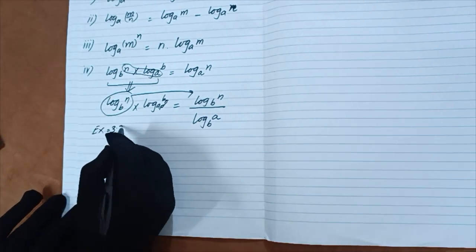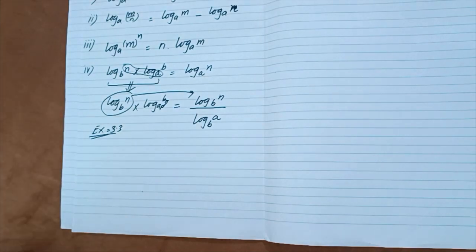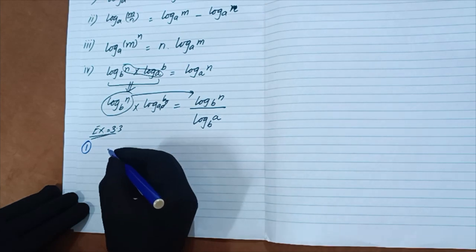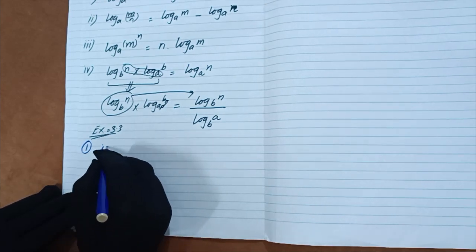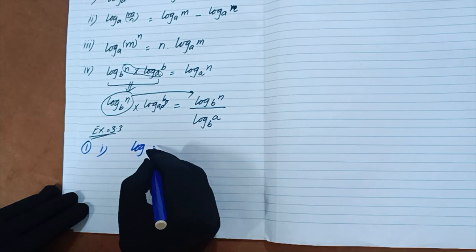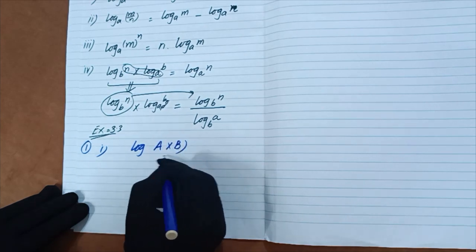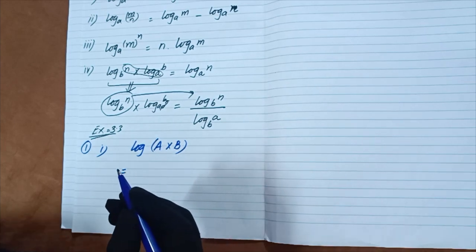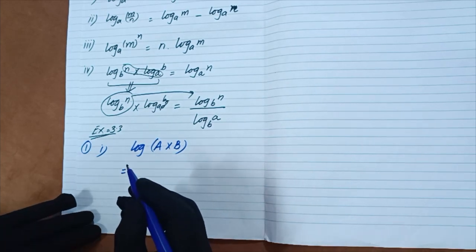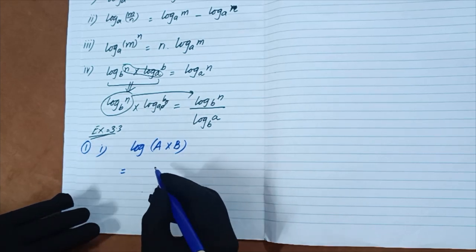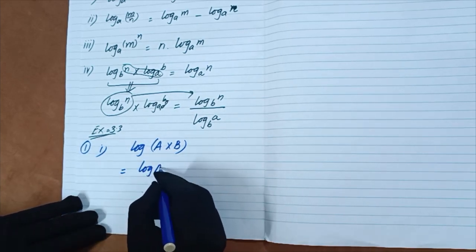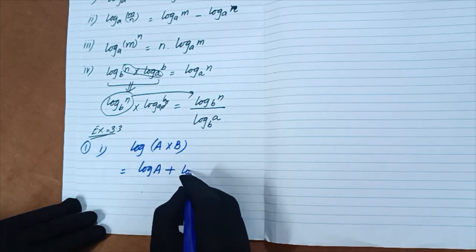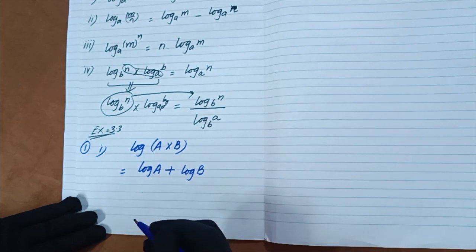Exercise 3.3, I want to solve question number 1. In that question, it's written: write in sum or difference form. So the first part is log a multiply b. If we apply the log on a product of two numbers, how will it be written? It will be written in the sum: log of a, log of the first number, and the product will change to plus log of the second number.